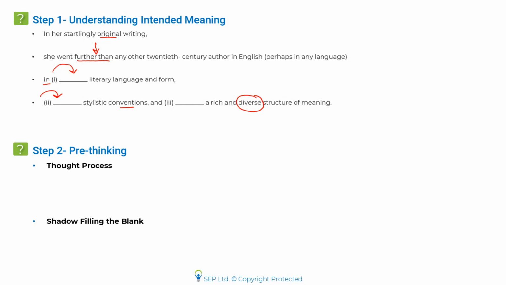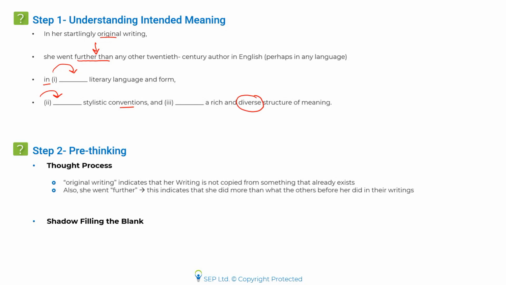Now we are putting together our thoughts. Okay. So, original writing indicates that her writing is not copied from something that already exists. Also, she went further. This indicates that she did more than what the others before her did in their writings. Probably she added to the existing form, and thus we look for words that align with original and went further.